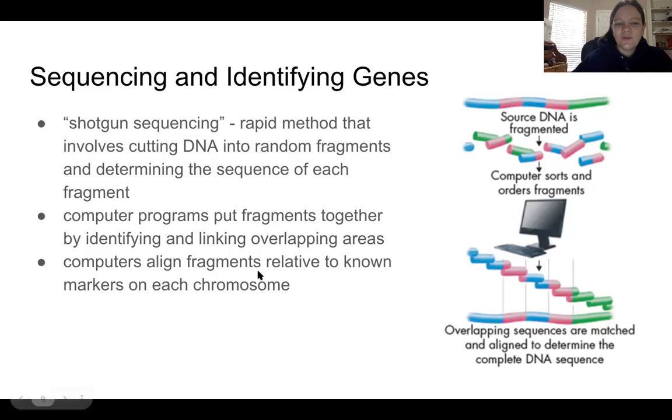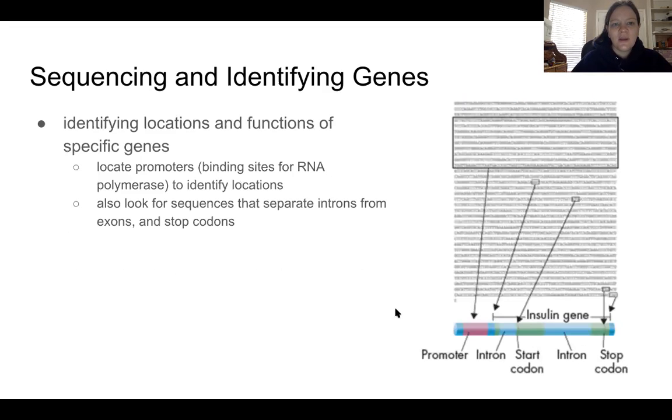And then the computers are going to align those to the marker molecules, or not marker molecules, the marker regions. Okay, so that we know, we've found this sequence that we're using for our mile marker, right? And then here's where this sequence is on the DNA relative to that mile marker. So it kind of ends up looking like this.